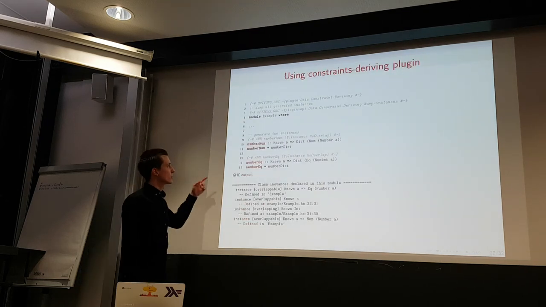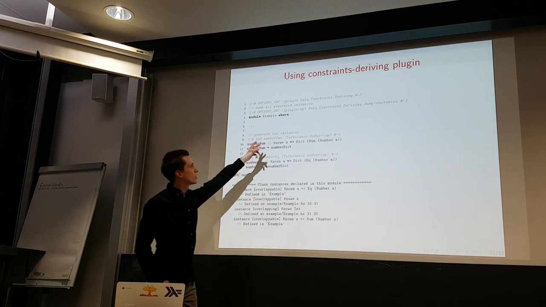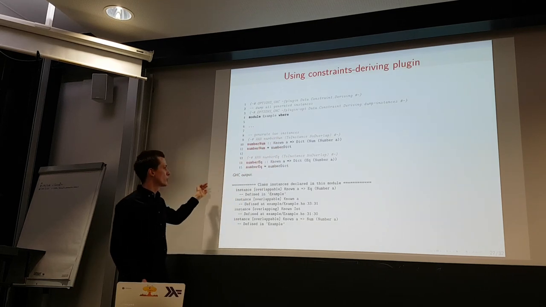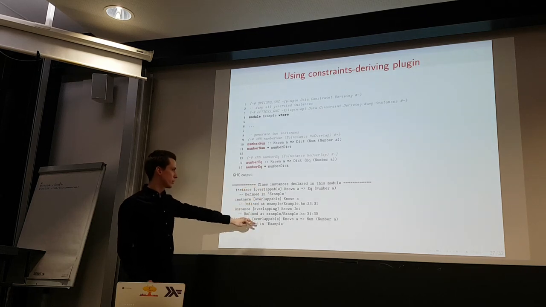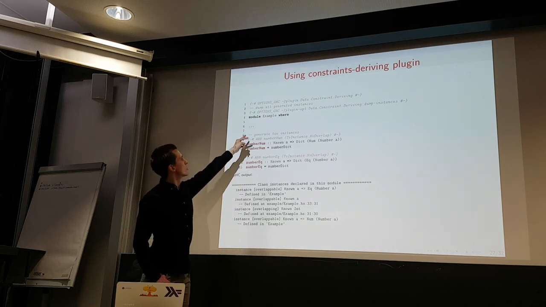So, just adding some option to dump the instances from this module, we have in the end defined here: the one and two instances, Ik and Num from here. Well, and also Known, which we defined manually.